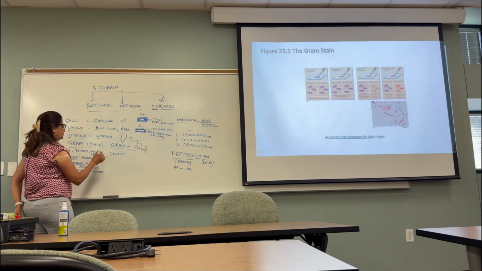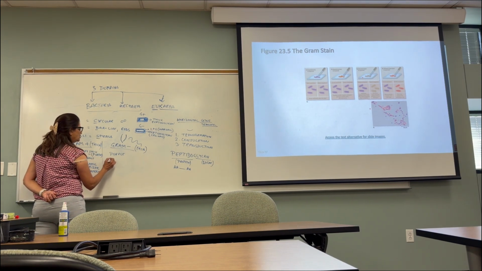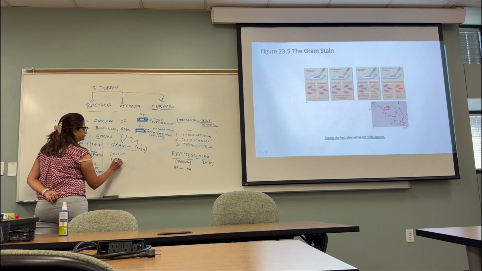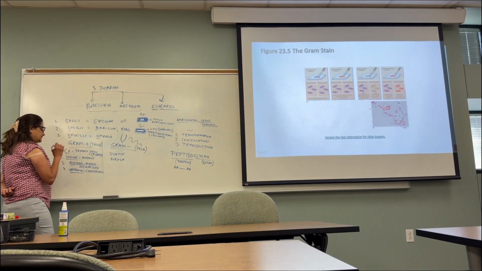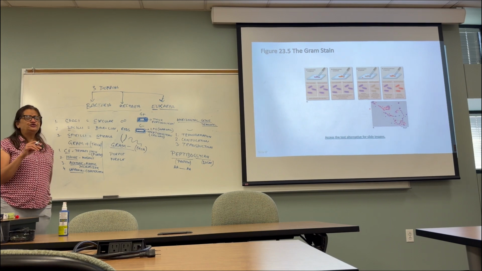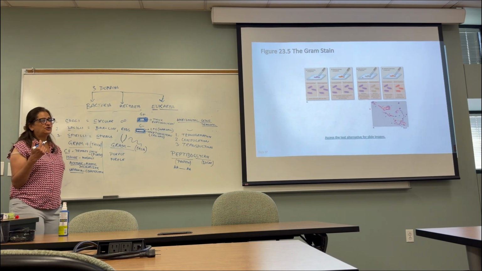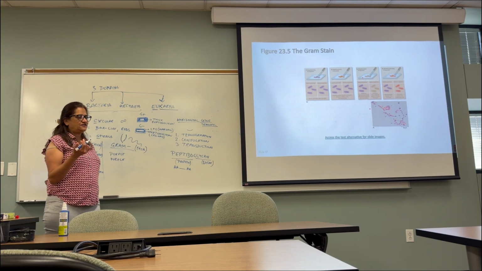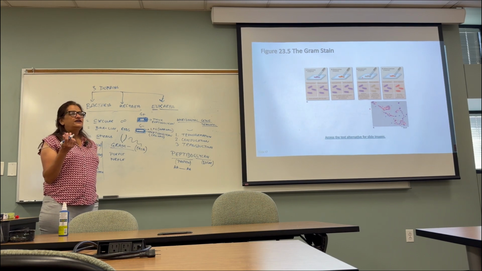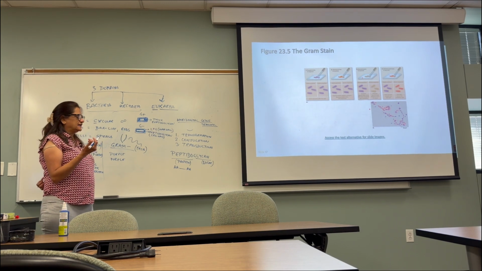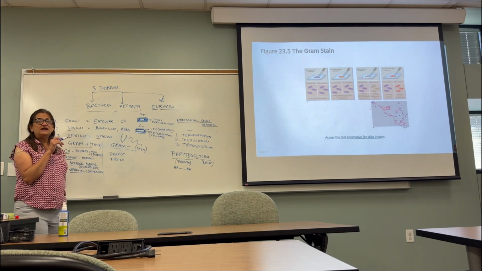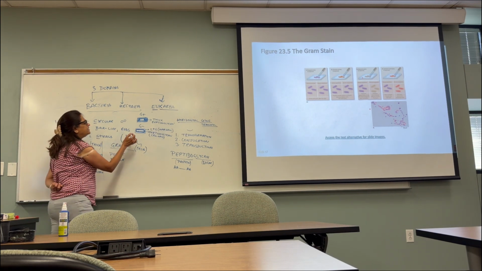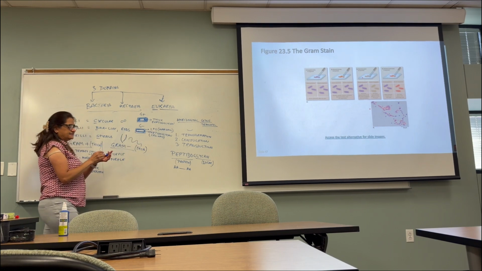Make sense? So both at this stage also will look purple. But in the third step, you are going to use a decolorizer, which will be alcohol. So why is it called a decolorizer? Because when you use alcohol in gram negative, remember you have an outer LPS layer.